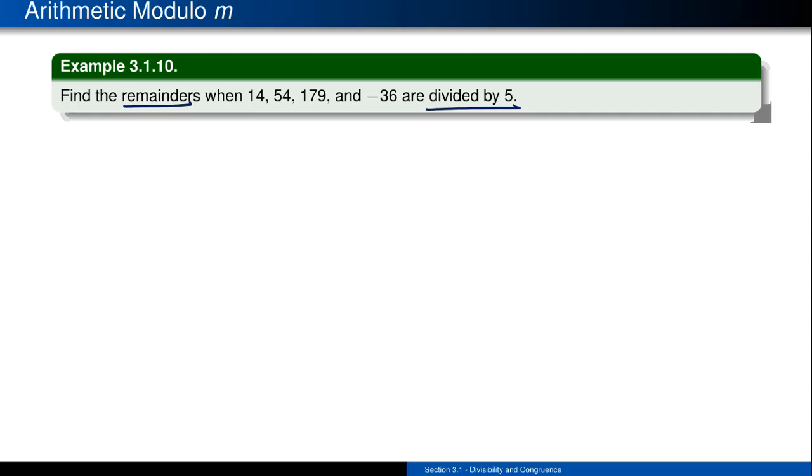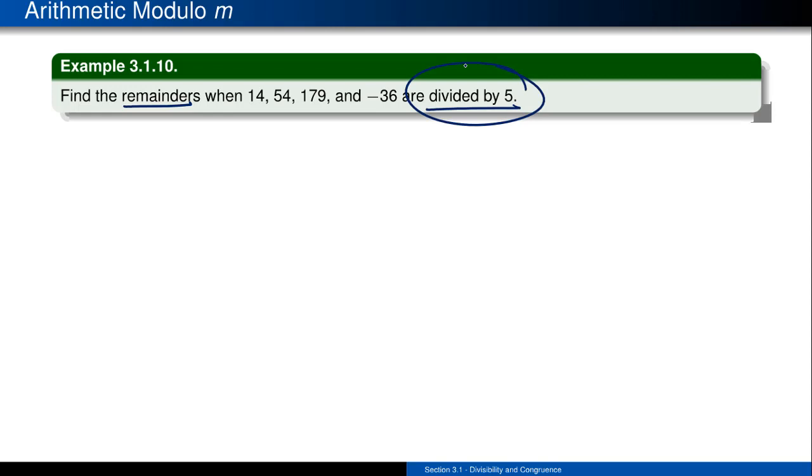All right, so in this example, we're again going to be looking at trying to identify a whole bunch of different types of remainders after we do a bunch of these little divisions. In this case, we're going to be looking at these 4 different dividends: the numbers 14, 54, 179, as well as negative 36. And in this situation, I'm always going to be trying to divide by the exact same number, 5.